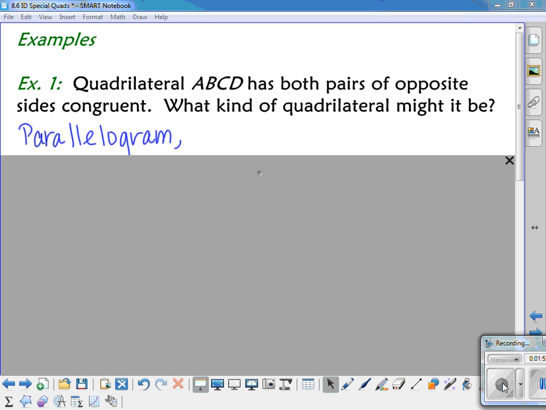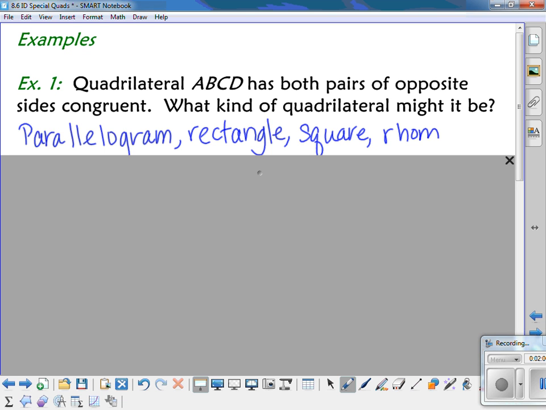It could also be a rectangle. Or a square. Or a rhombus. All 4 of those have both pairs of opposite sides that are congruent.